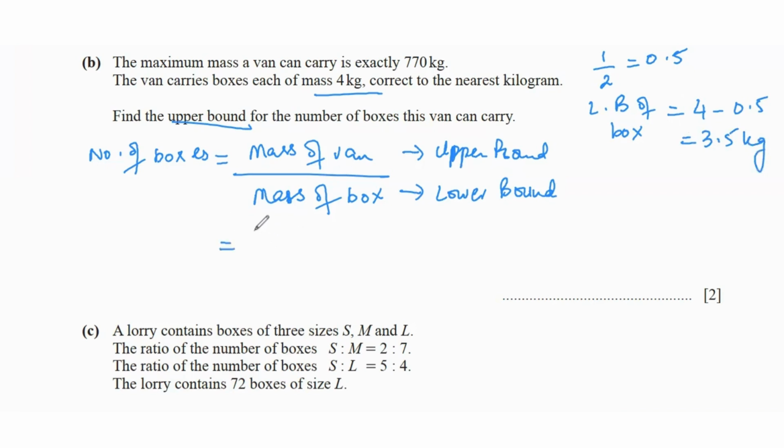So the number of boxes is going to be 770 divided by the lower bound of the boxes, which is 3.5. And that's going to give us 220. Now, the reason for the mass of van we're using 770 is because it says that the maximum mass a van can carry is 770, which means this is already the upper bound of the mass of the van. If it was saying the minimum mass, then that would be the lower bound. So 770 is the mass of van as the upper bound value, and for the lower bound of the mass of box, that's 3.5. And when we divide those, we get 220 as the number of boxes.